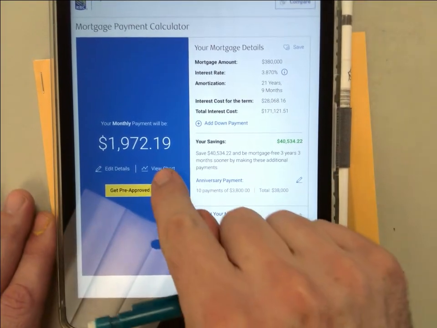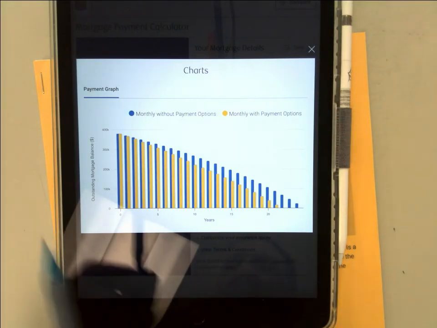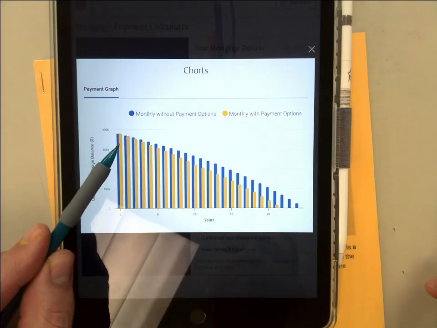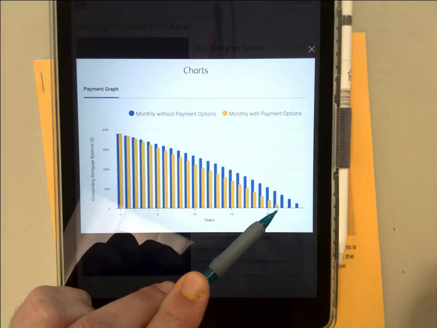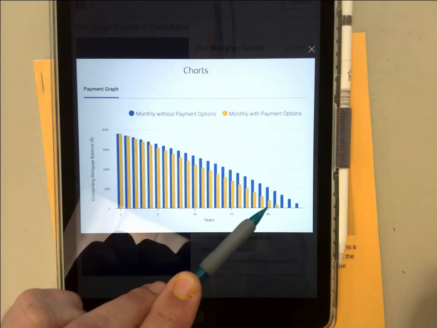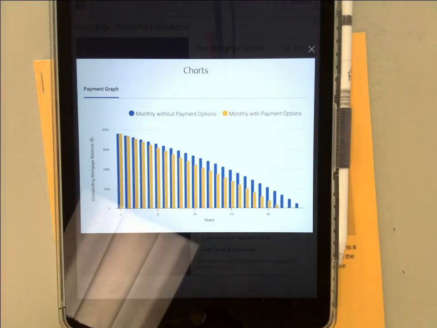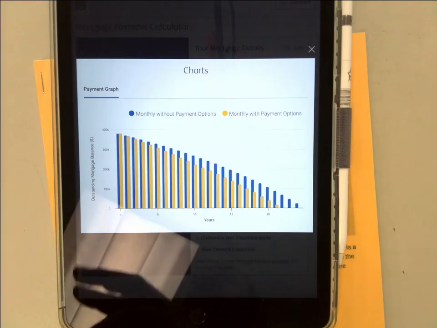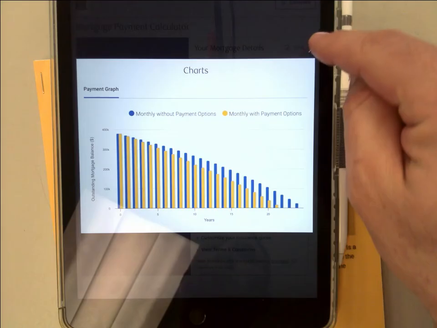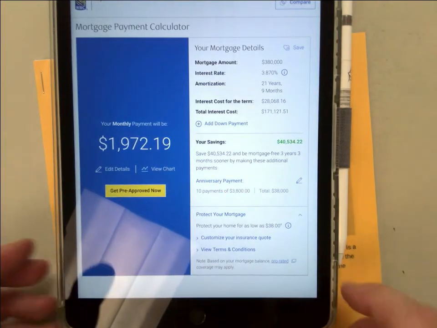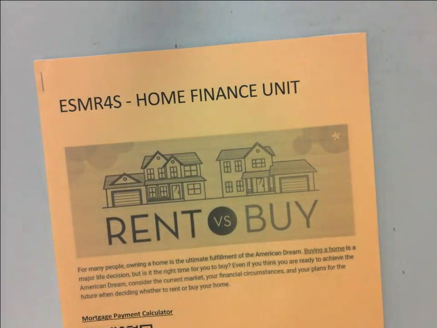If you want to look at the chart again, look at that. You can see the yellow is with the extra payment being made. You're going to be done faster, probably 22 or 21 years instead of 25. So these tools are very, very helpful. Please use them. Be wise when you make your decisions on buying a home, okay? All right. I am going to stop.